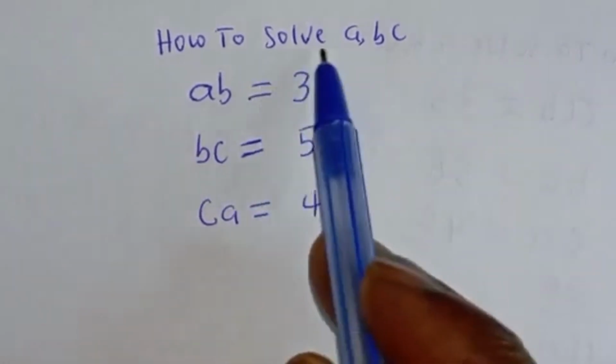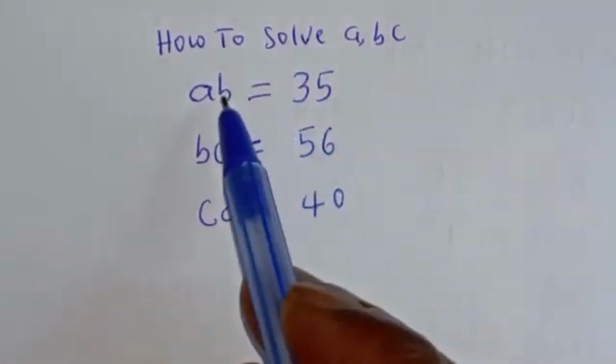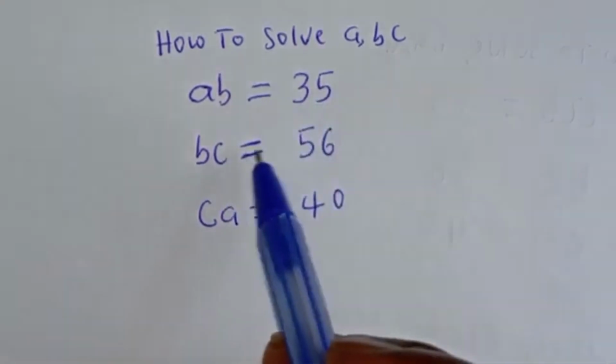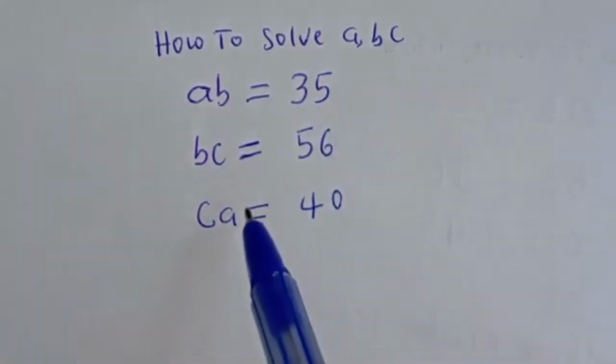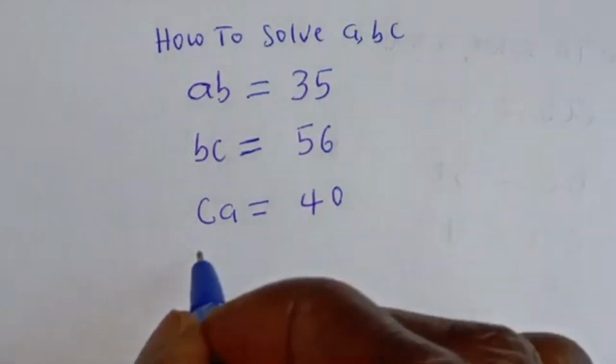How to solve for A, B, C from these given equations: AB is equal to 35, BC is equal to 56, and CA is equal to 40. Solution.